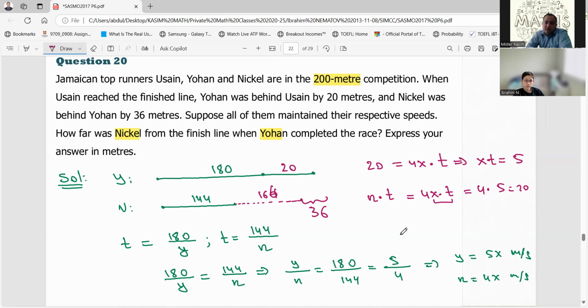Okay, because the challenge part is you're just using this relation, not the exact value, but x times t.